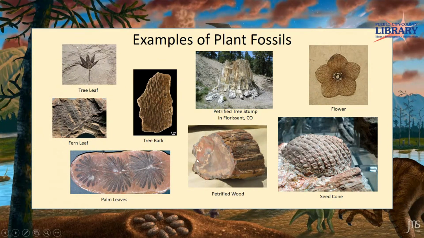And this one in the middle at the bottom is petrified wood. So that is a piece of a tree trunk that was fossilized and gradually replaced with minerals and turned to stone. And above it, you see a fossilized tree stump that is not too far from here in the fluorescent fossil grounds. So you can go and see several fossilized tree stumps there.